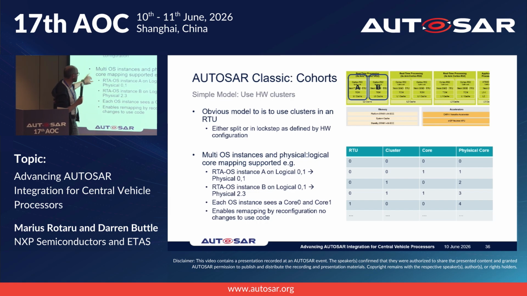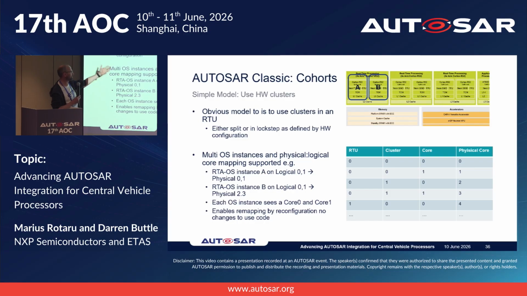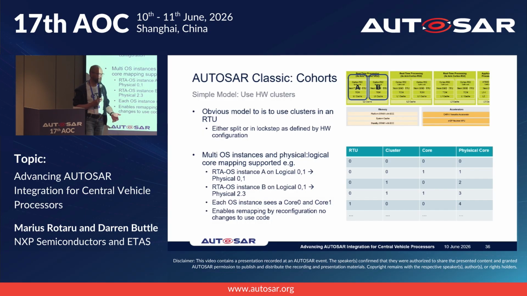Yeah, so the first obvious thing is to basically take an instance and, okay, we'll map logical core 0 and 1 to physical core 0 and 1, obvious. You might map logical core 0 and 1 for the second instance of your OS to physical core 2 and 3. And then what that means is that each OS instance, if you do a get core ID in the operating system, sees the normal 0 to n, or 0 to n minus 1 core mapping.